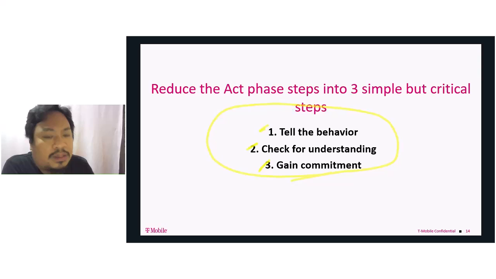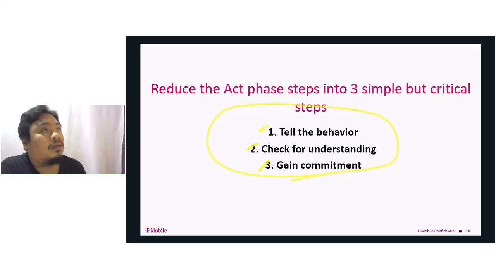So here, think of a behavior, JM, that you want me to do, and then tell it to me. Make sure that I understand it by making me do samples or role play, and then make me commit by asking me if I will do it. Just a sample, based on what you understood. I'll be the expert. Go.